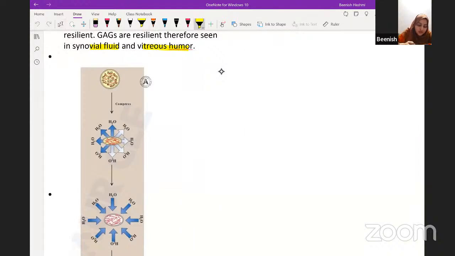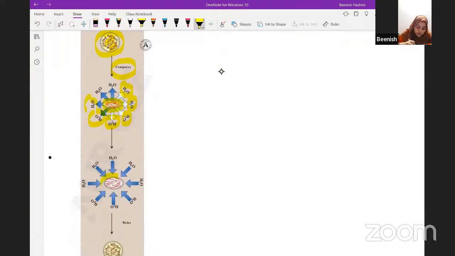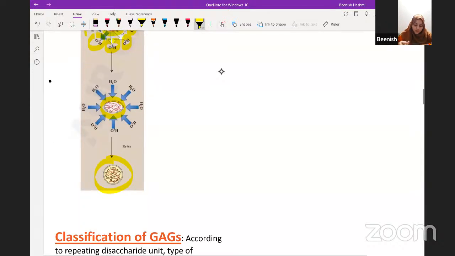You see, this is your GAG, and it has attracted and absorbed all water molecules. But when it has been compressed, some compression force has been applied, what happens? The water moves out and it tends to occupy a very small volume. But on removal of this compression, it goes back to its original form by reabsorbing water. So this is also one of the properties of GAGs.